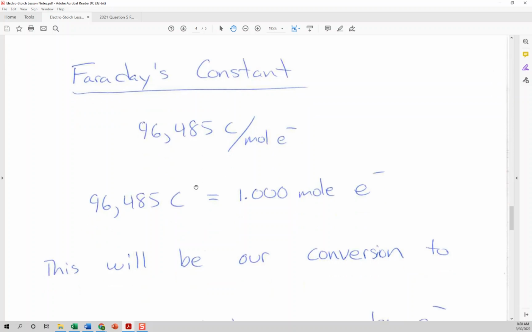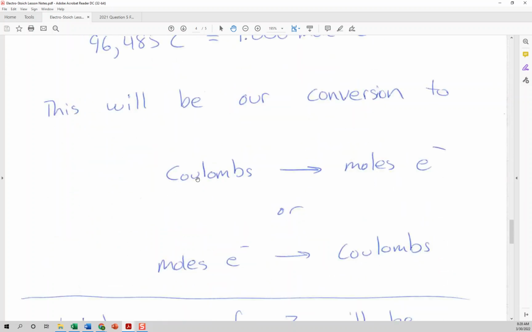And so Faraday's constant is our conversion factor to take total coulombs and convert it to moles of electrons, or moles of electrons back to coulombs, okay? So if we know amps and we know how long we ran the current for, if we do seconds times amps, that'll give us coulombs. Coulombs divided by Faraday's constant will give us moles of electrons.